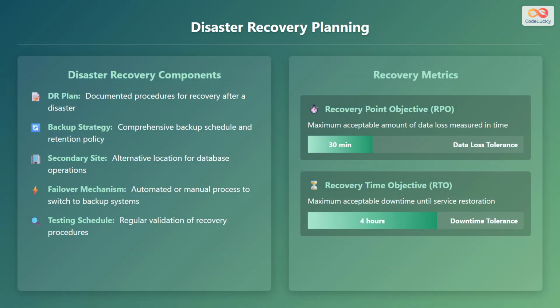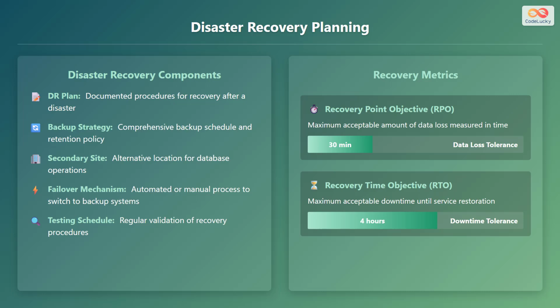Disaster recovery planning involves several components. A documented disaster recovery plan provides procedures for recovery after a disaster. A comprehensive backup strategy includes a schedule and retention policy. A secondary site provides an alternative location for database operations. A failover mechanism automates or manually switches to backup systems. A testing schedule includes regular validation of recovery procedures.